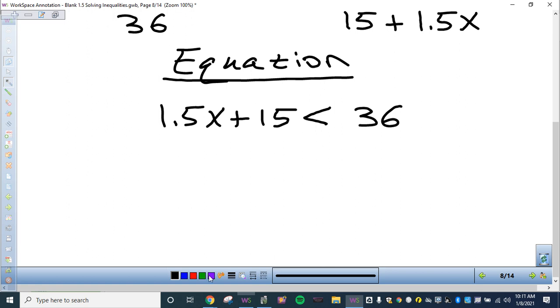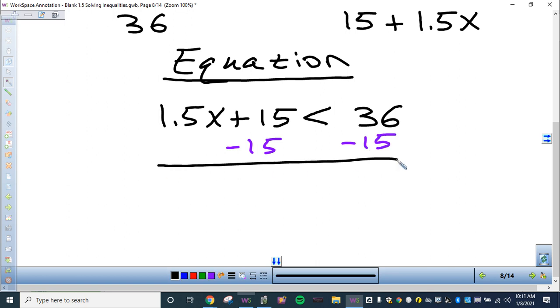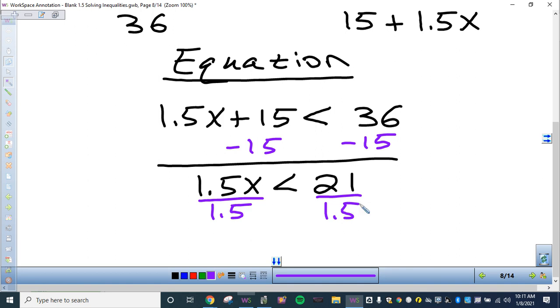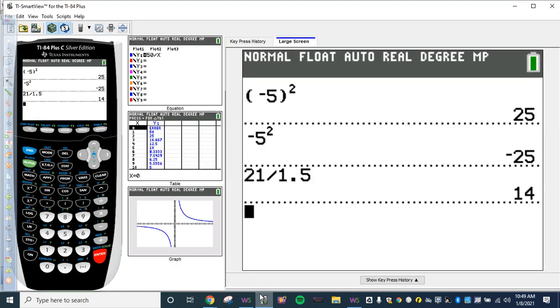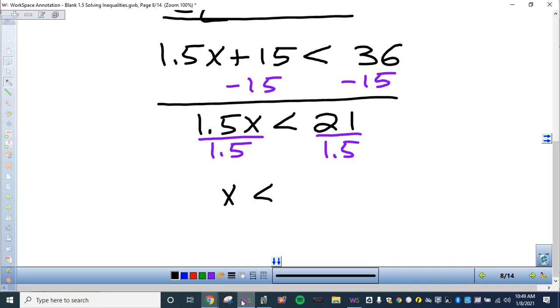So we're going to subtract 15 from both sides. We don't have to flip the inequality because we're just subtracting. You only flip the inequality when you multiply or divide by a negative. So 1.5x in mine is less than 36 minus 15, which is 21. Last step, divide by 1.5. So you get x is less than 21 divided by 1.5, which is 14. So 14 movies.